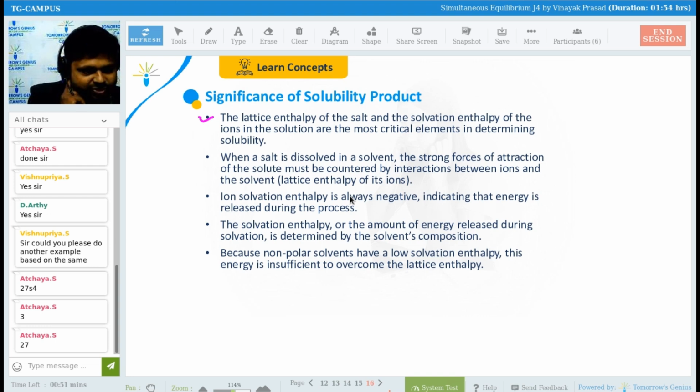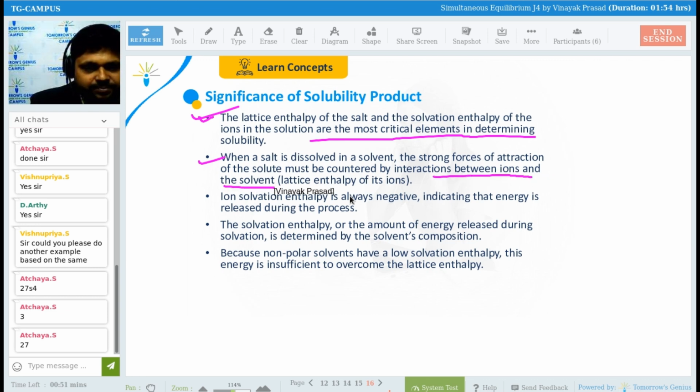Now, come to the point, significance of the solubility product. The first is what? The lattice enthalpy of the salt and the solvation enthalpy of the ions in the solution are the most critical elements in determining the solubility. Second, when a salt is dissolved in a solvent, the strong force of attraction of the solute must be countered by interaction between the ions and the solvent. Getting my point? The third is what? Ion solvation enthalpy is always negative, indicating that energy is released during the process. Getting my point? So energy will be released during the process.